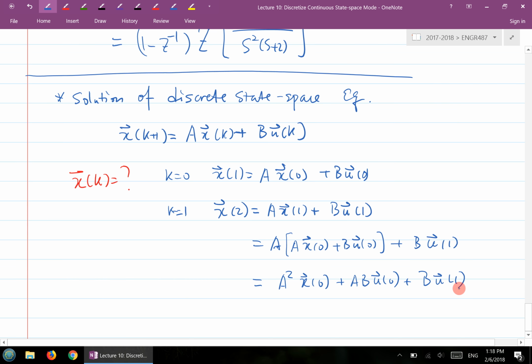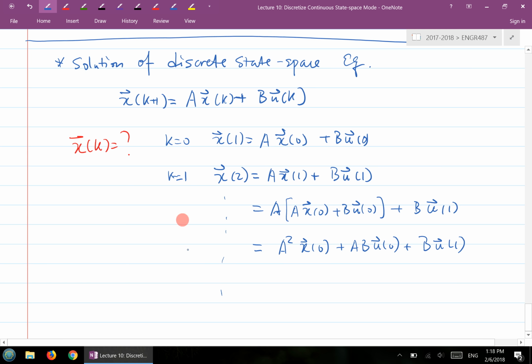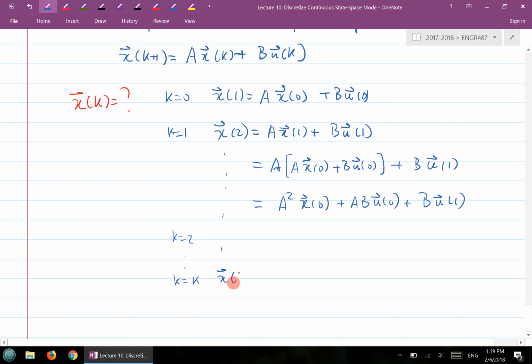That's the second iteration here, right? So you can imagine, keep going, right? So k equal to 2, and keep going up to maybe, let's say, k equal to big K steps. So x of k here, that's the solution we're looking for. So what does that equal to now? By comparison, this is x of 2, this is a to the power 2, x of 0. So at x of k, or the k steps, this one has got to be a to the power of k, x of 0 here, right?